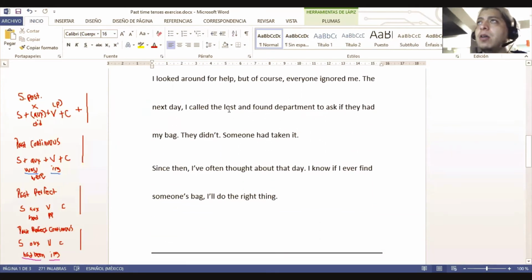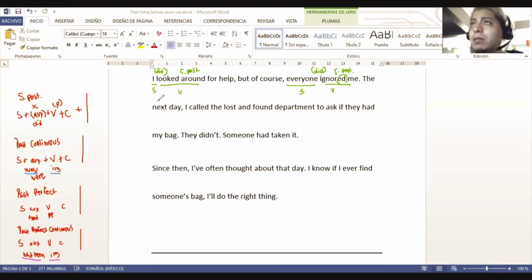It says, I looked around for help. Again, we have a subject and a verb. I looked around. The auxiliary is did. So this is the main point. This is the simple past. I looked around for help. But of course, everyone, subject, ignored me. This is the verb. This is in the past. The auxiliary will be did. We are not using it, and then we use the verb. This is another simple past. This is the main point of the story.